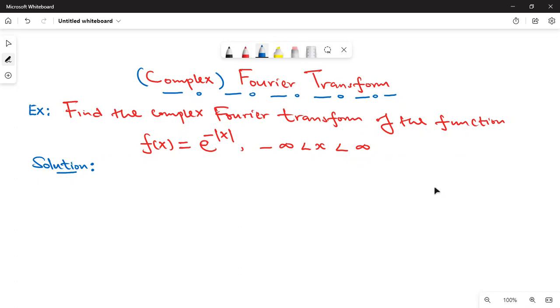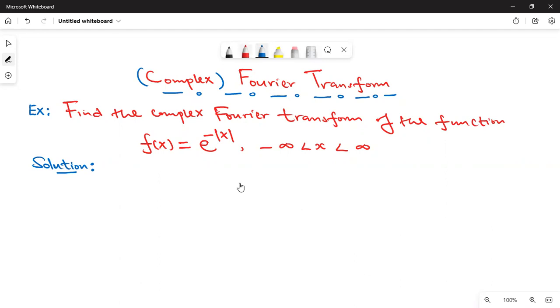Today we are going to look at how to find the Fourier transform of a function. In particular, we are given the function f of x equals exponential of negative absolute value of x, and the domain is from negative infinity to positive infinity. Remember, the Fourier transform is extending. When you are getting the Fourier transform of a function, the independent variable must extend from negative infinity to positive infinity, the complete domain.